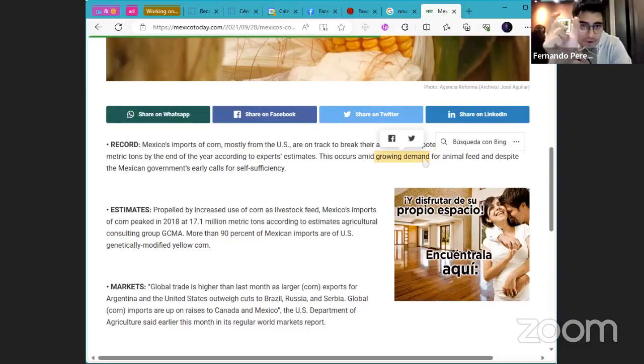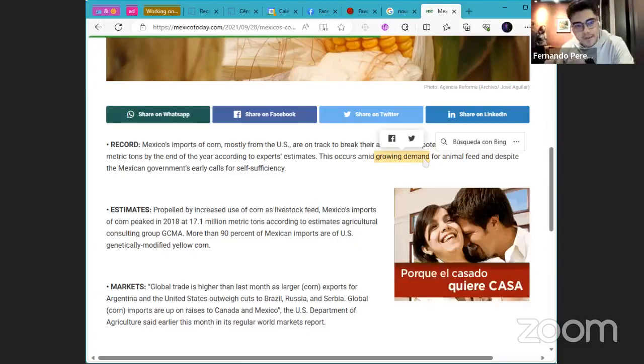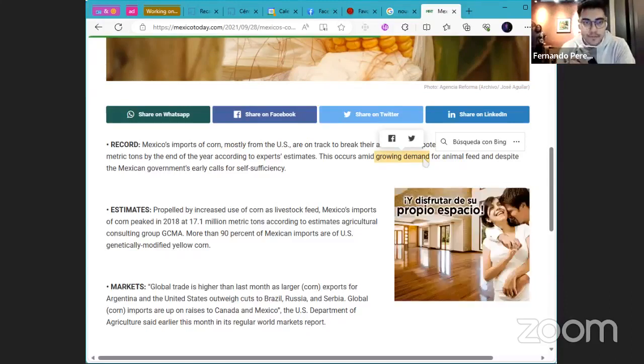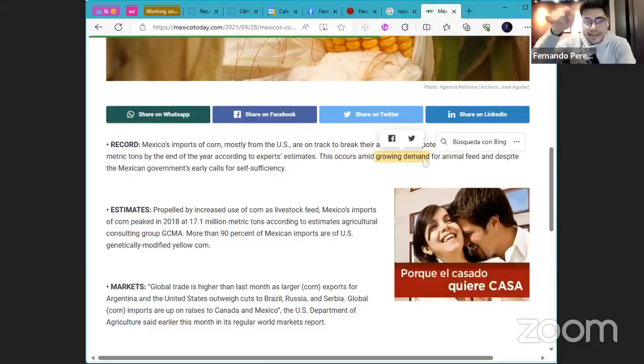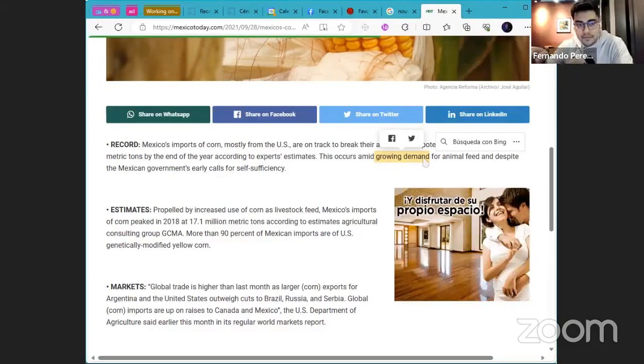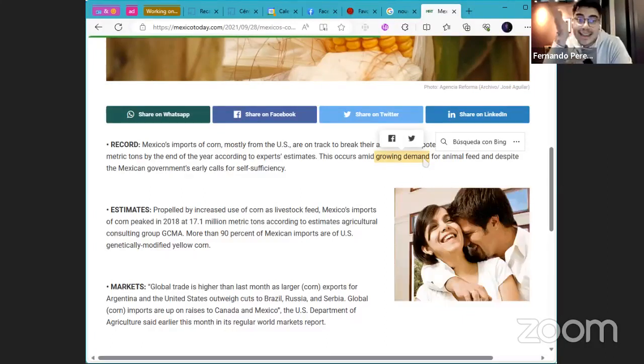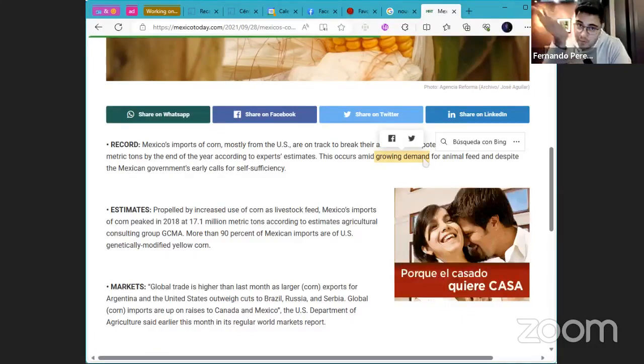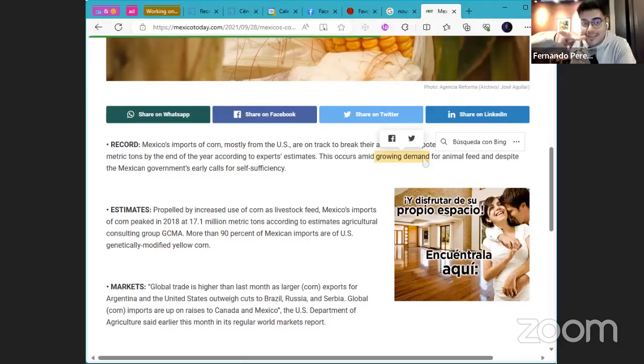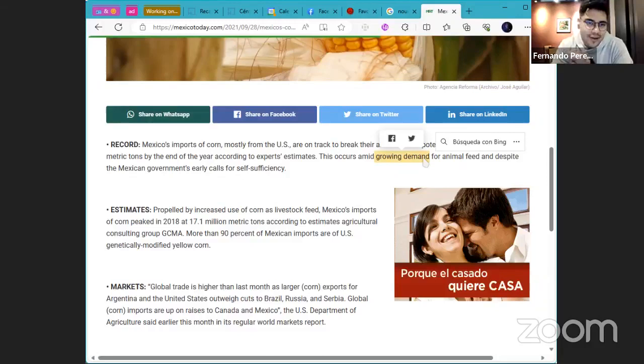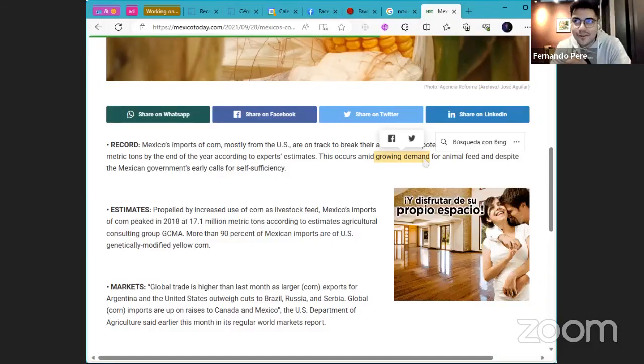The word growing comes from a verb, which is grow. But in this case, it's an adjective describing the demand. If we think in Spanish, we're going to say una demanda creciente, which in English would switch, similar to when you say el carro rojo. How do you translate el carro rojo in English?